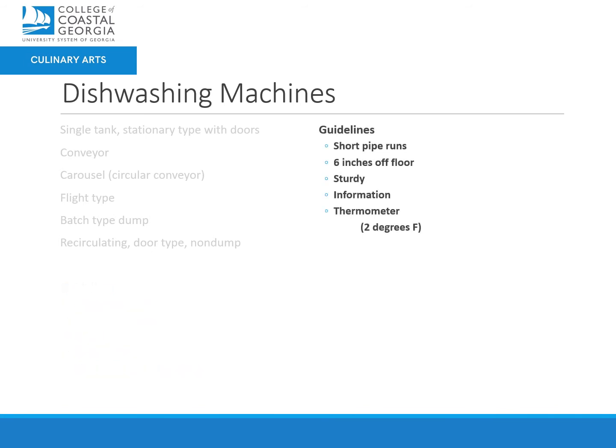Oh, sorry, I forgot to give you these guidelines. Just again, short pipe run, 6 inches off the floor, sturdy. You have to have the information about the chemicals and how to use it, and you have to have an accurate thermometer.